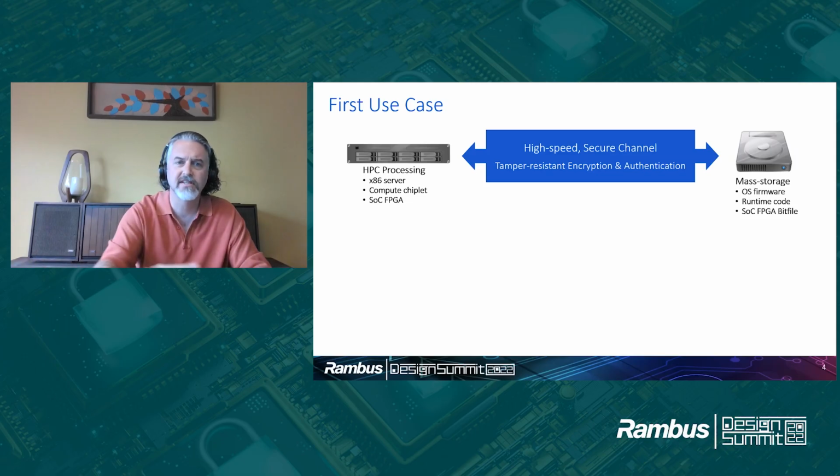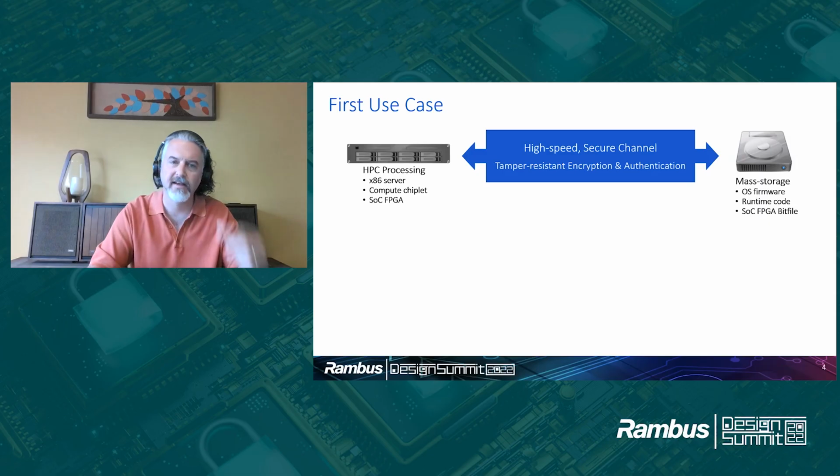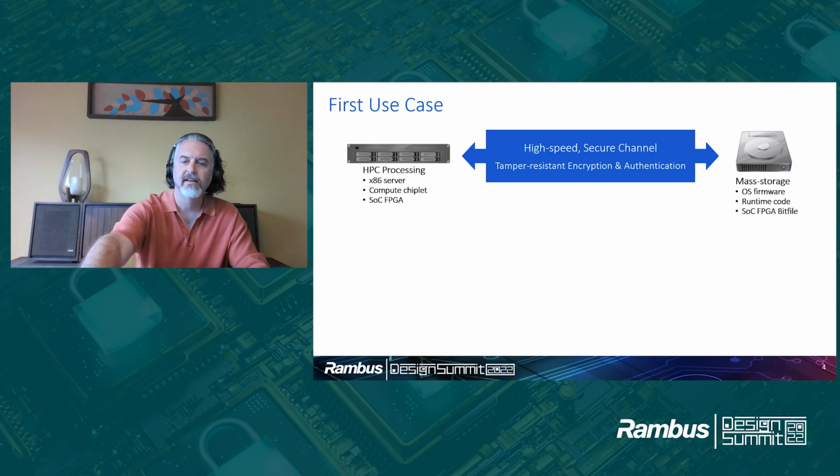So between the two is this big blue cartoon. And for now, I'm just referring to it as a high-speed secure channel. And what we want here is tamper-resistant encryption and tamper-resistant authentication. I'll go a little bit into what I mean when I say tamper-resistant. Of course, encryption and authentication are good. It's a great start, but of course, your adversary is no novice at attacking encryption and authentication. So having some degree of tamper resistance is essential.